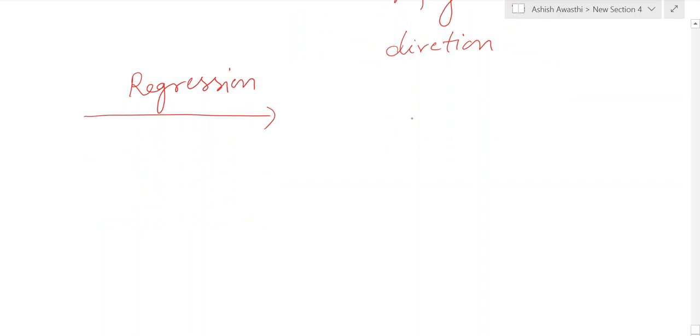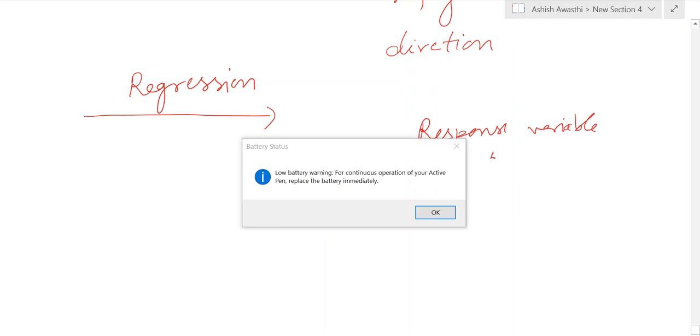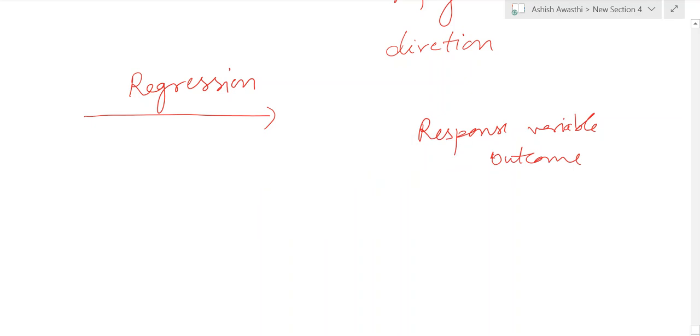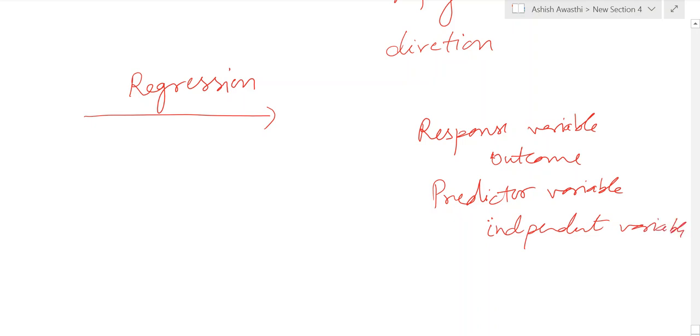One is the response variable, also called the outcome, and another is the predictor variable, also called the independent variable. The response or outcome variable is also called the dependent variable.